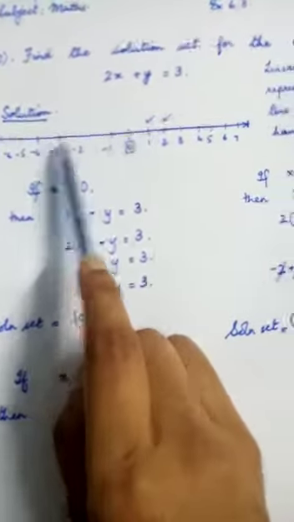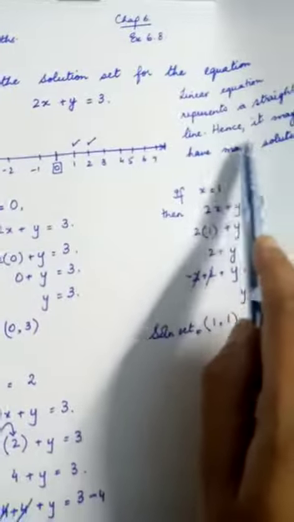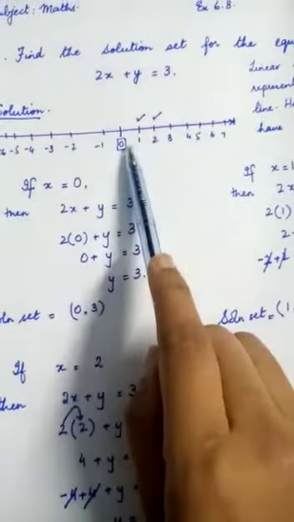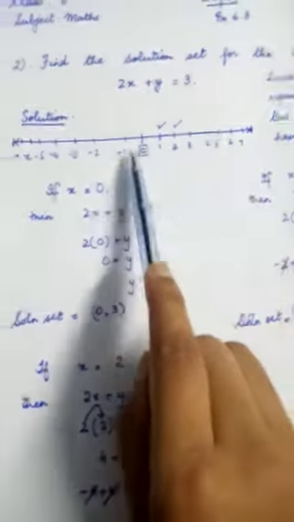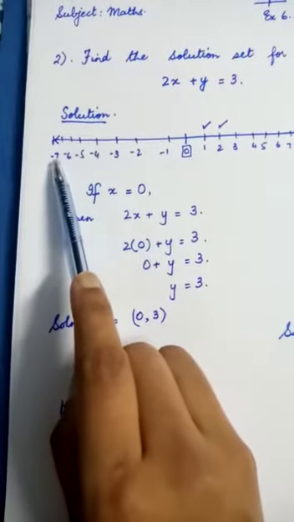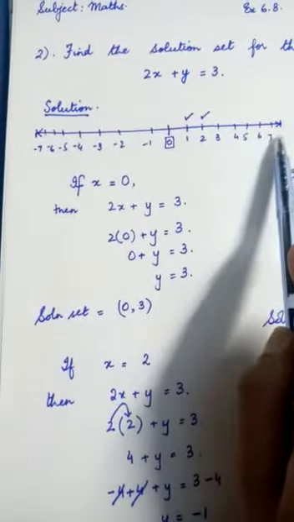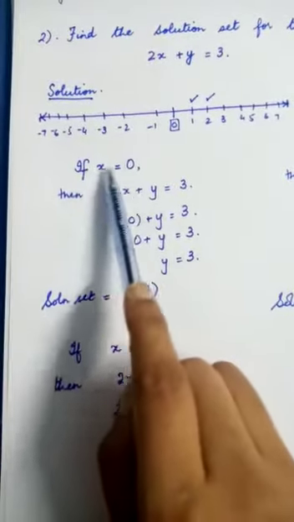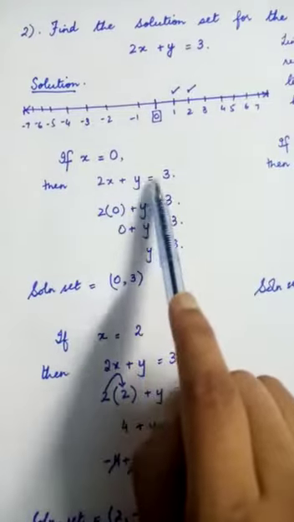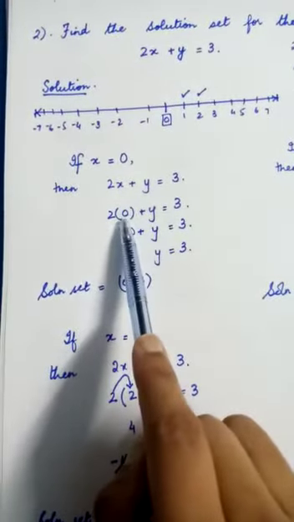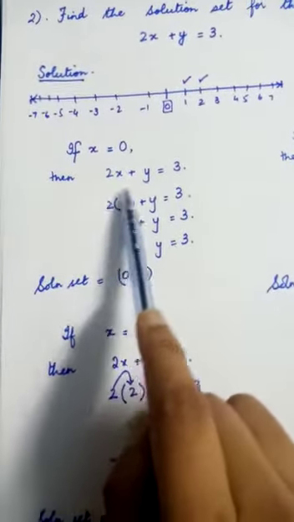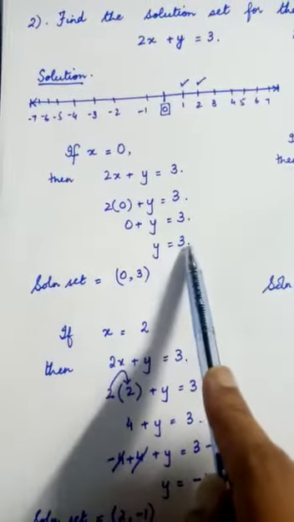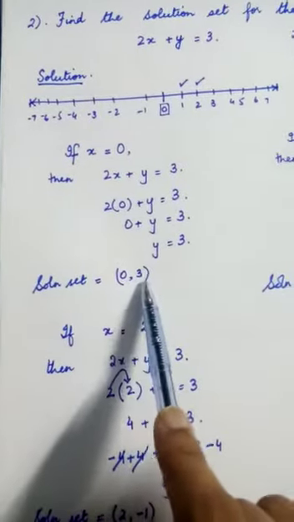As we said, a linear equation represents a straight line. So draw a straight line consisting of all the numbers starting from 0, all the positive whole numbers, and on the other side the negative whole numbers. I have drawn it till 7, here plus 7 and minus 7. So let's say if x is equal to 0, then 2x plus y is equal to 3. Putting the value of variable x, when we multiply 2 with 0 you will get 0. So the value of y is 3. So solution set is 0, 3.